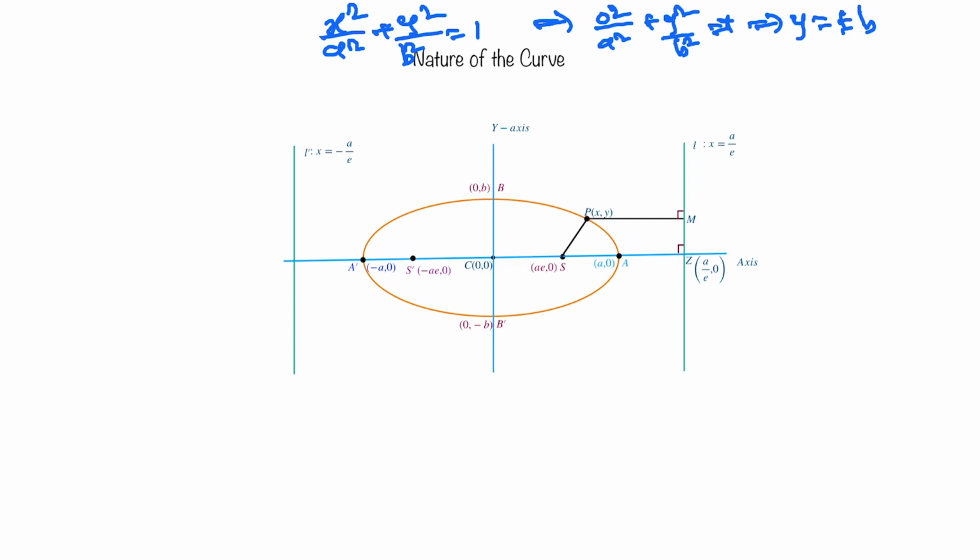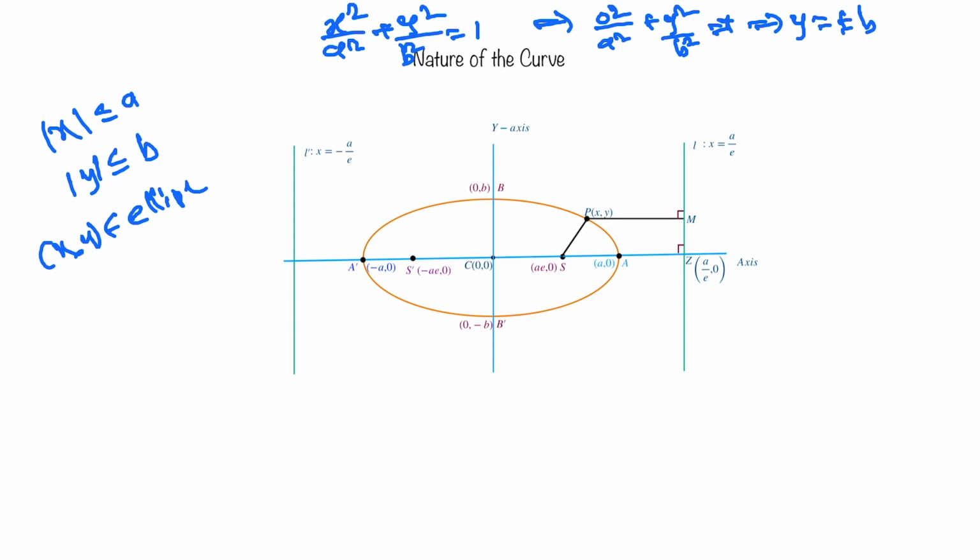Unlike a parabola, this is a bounded curve, okay? We have a curve for only x between minus a to a, so we have only mod x less than or equal to a, and the corresponding y values range from minus b to b. So we have mod y less than or equal to b for any point (x, y) on the ellipse. So we have mod x less than or equal to a, mod y less than or equal to b.